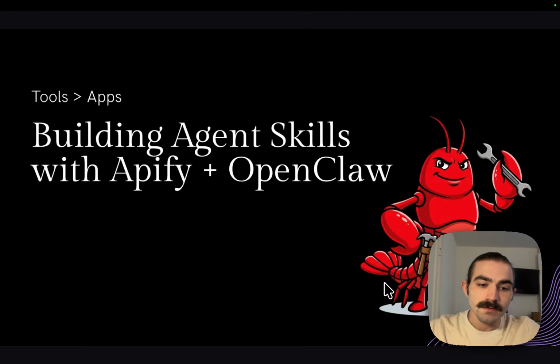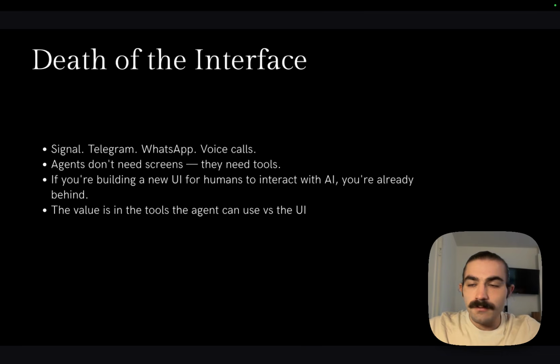So to start this presentation, I want to set the context of where my perspective is on tooling and applications and where I see everything going. As you can see, my argument is that tools are better than apps. The first thing to notice if you've used Openclaw at all is that you're able to text it through Signal, Telegram, WhatsApp, voice calls, etc. And so I think this is another early sign of the death of the human interface.